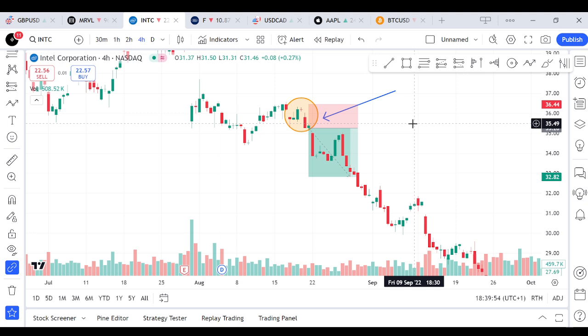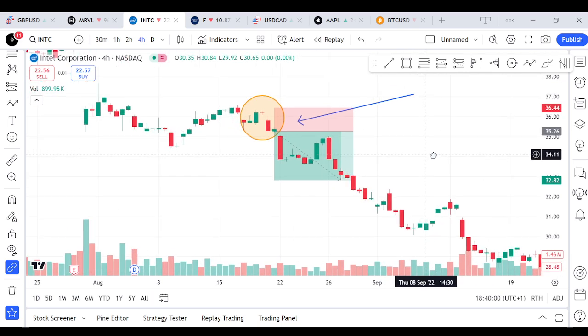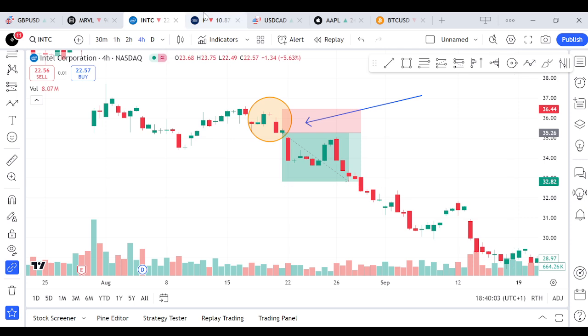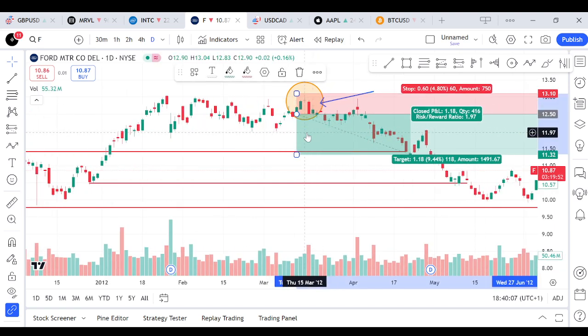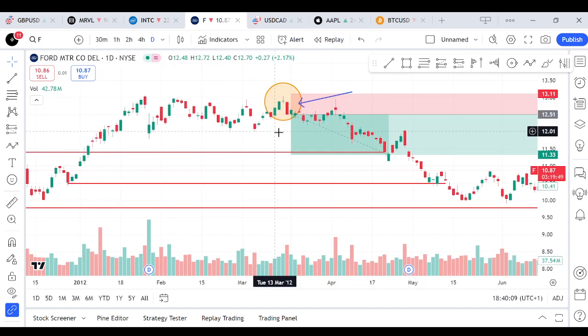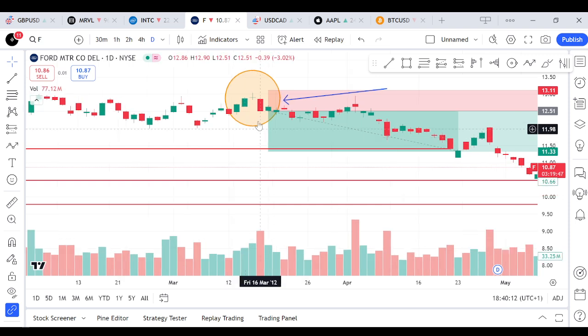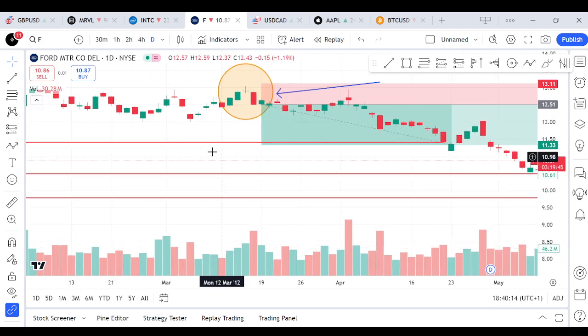Look for increased volume on the third candle of the pattern. Higher volume on the bearish candle adds credibility to the reversal signal. For example, let me look for a good one. You can see this, for this trade that we had right here.